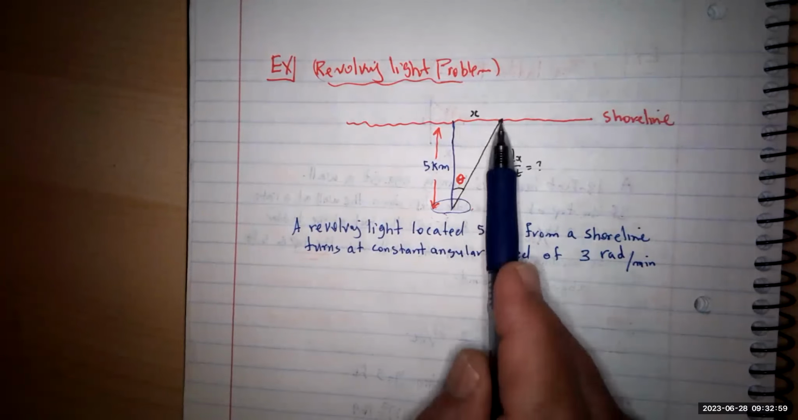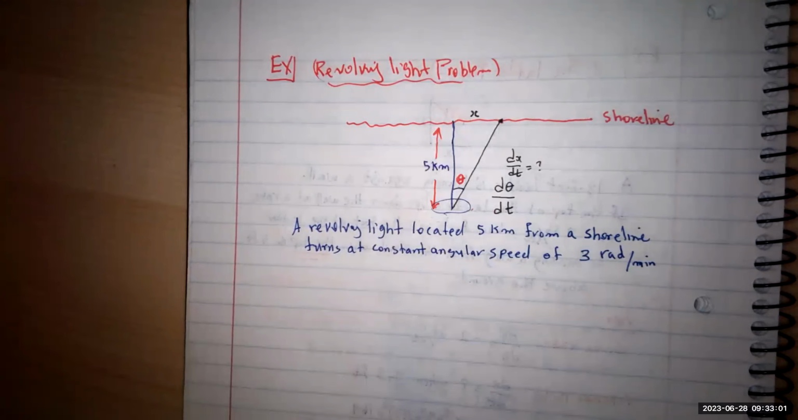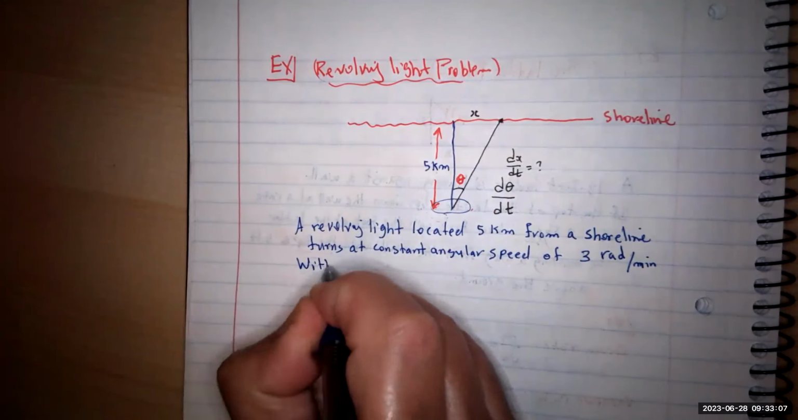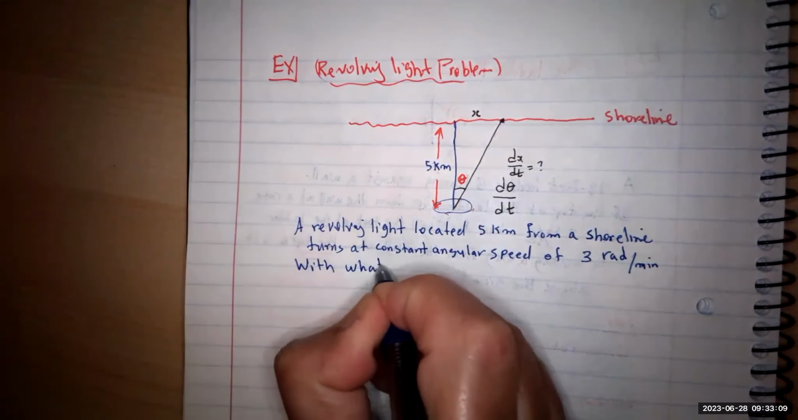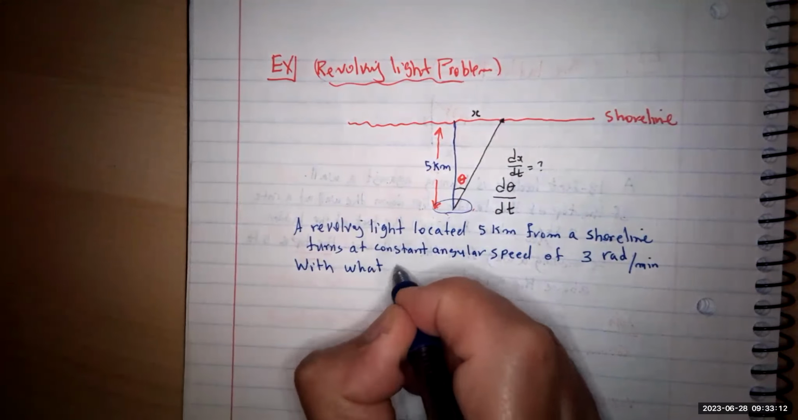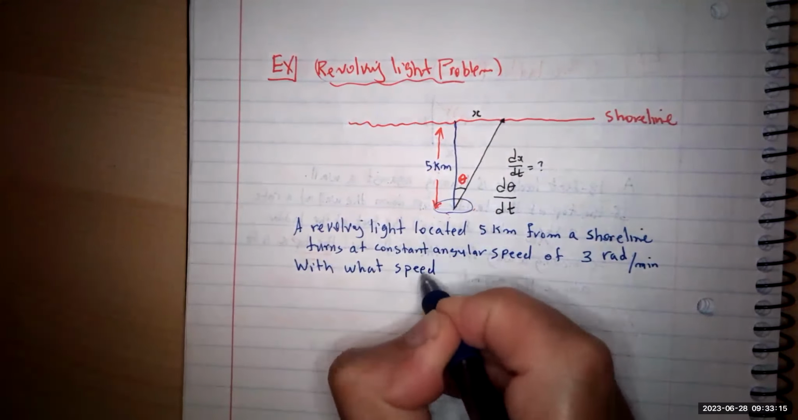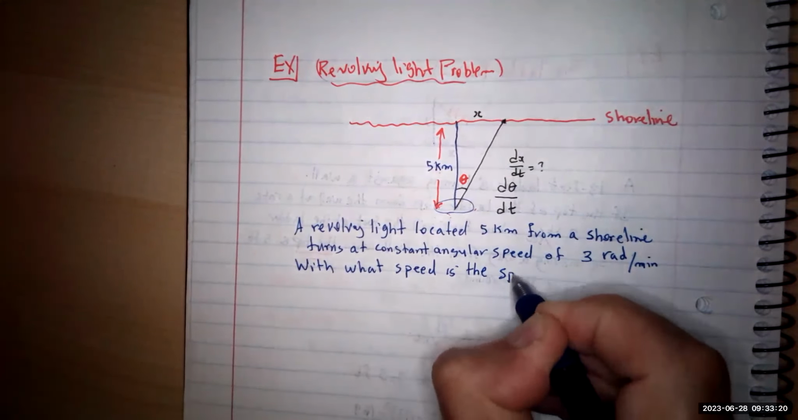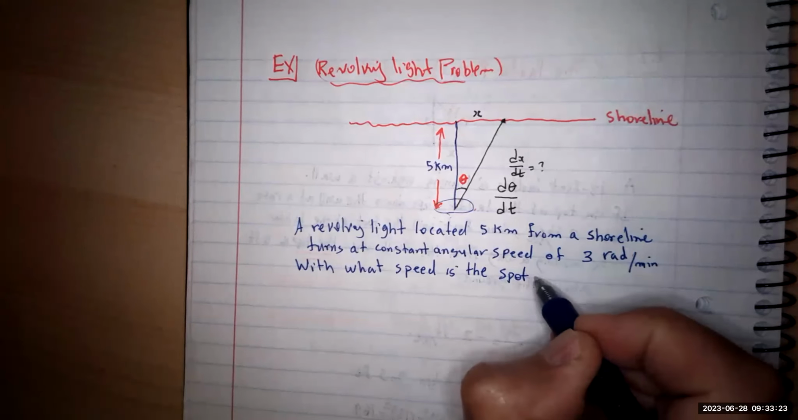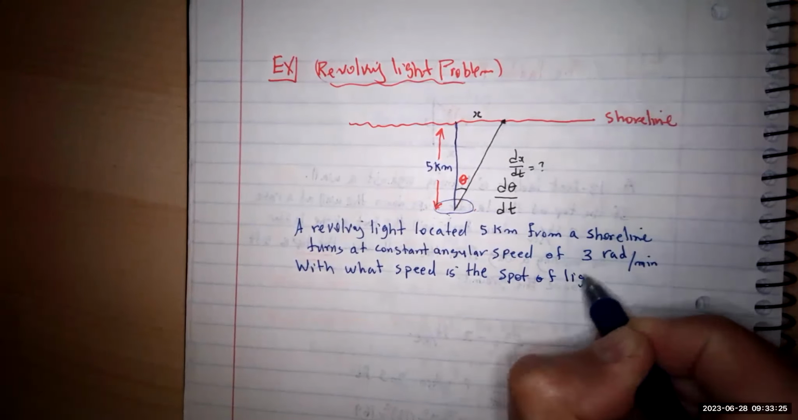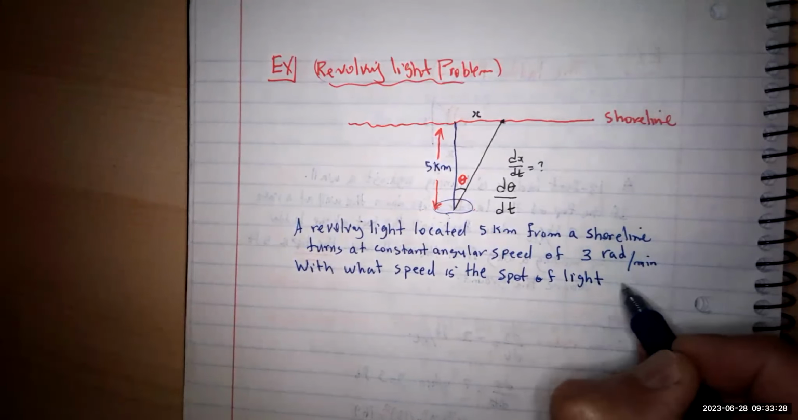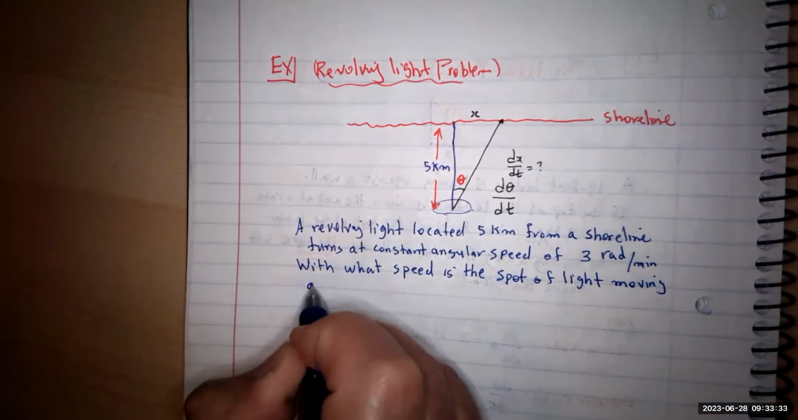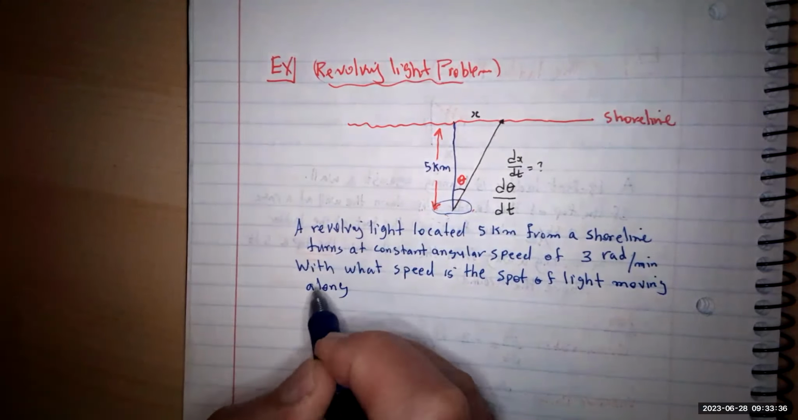So they ask for the rate at which the light is going from right to left. With what speed? What speed is the spot of light moving along the shore?